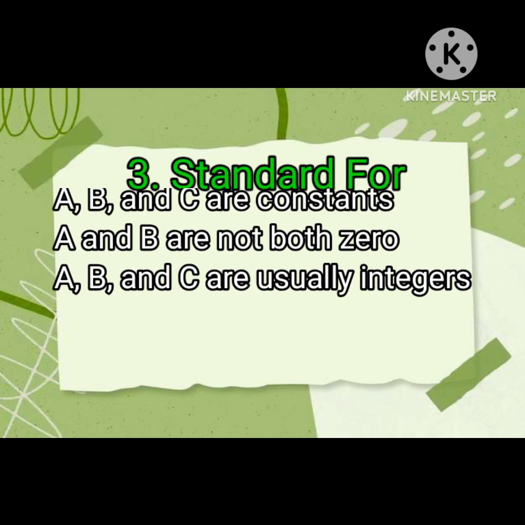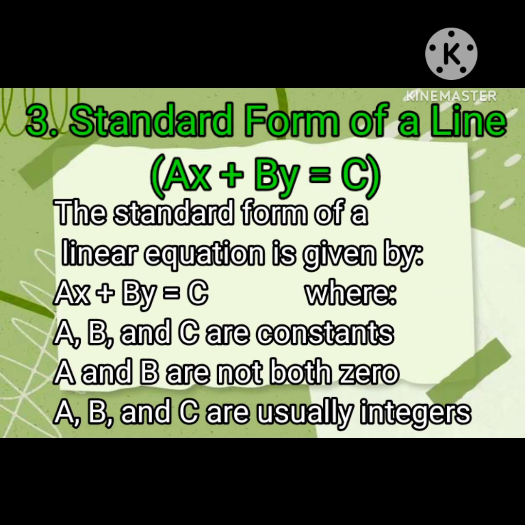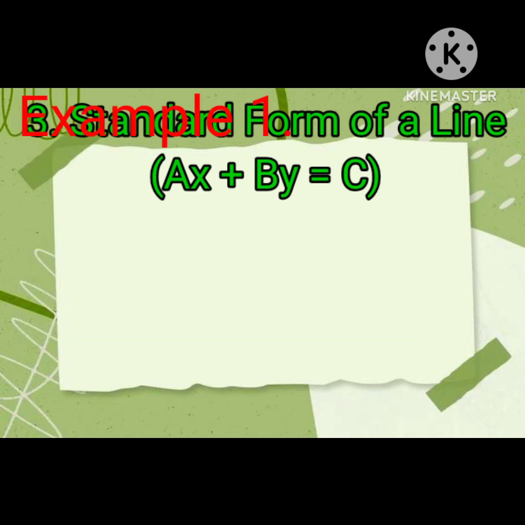The next form of a line is the standard form of a line. This form is useful for certain mathematical operations such as finding the x and y intercepts or when working with systems of linear equations. The standard form of a line puts the x and y terms on the left-hand side of the equation and makes the coefficient of the x term positive. The standard form of a linear equation is given by ax plus by is equal to c, where a, b, and c are constants, a and b are not both 0, and a, b, c are usually integers.